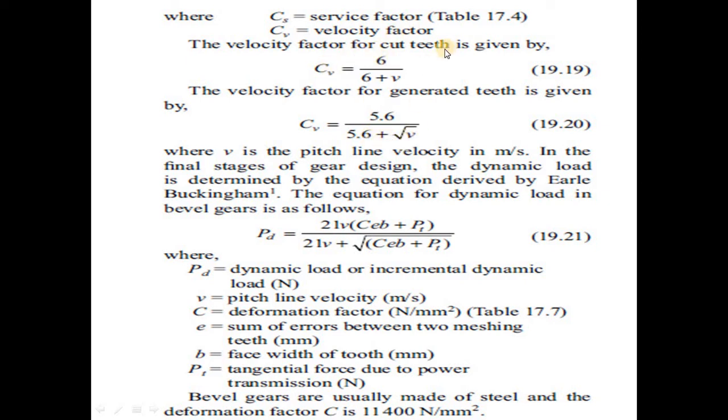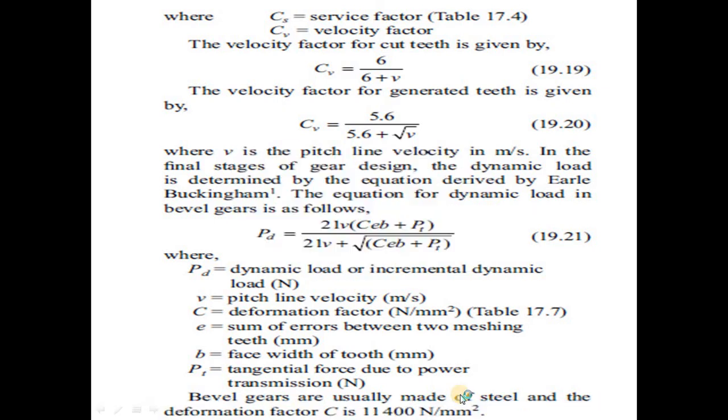These are for cut teeth and generated teeth. In the problem they mention cut teeth and generated teeth. At that time you can specify those formulas, and you can remember them. CS is the service factor, and the velocity factor you can also consider there. And the other method, the secondary method, is the dynamic equation for checking whether the design is safe or not. That is PD is equal to 21 times V, CEBT plus PT, divided by 21 V plus square root of CEBT plus PT, where small v is the pitch line velocity. This is the formula for the dynamic equation, Buckingham's equation for bevel gear. You can use those formulas.